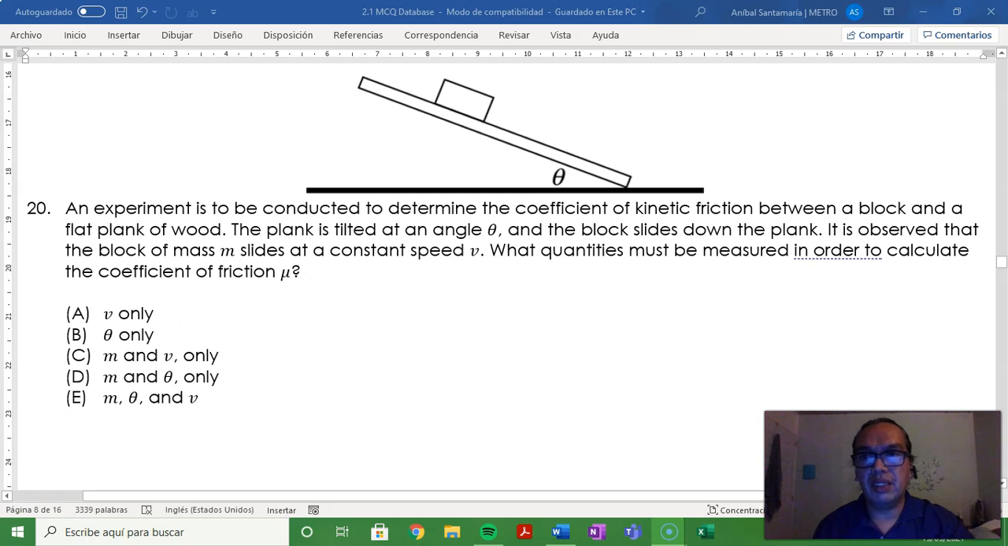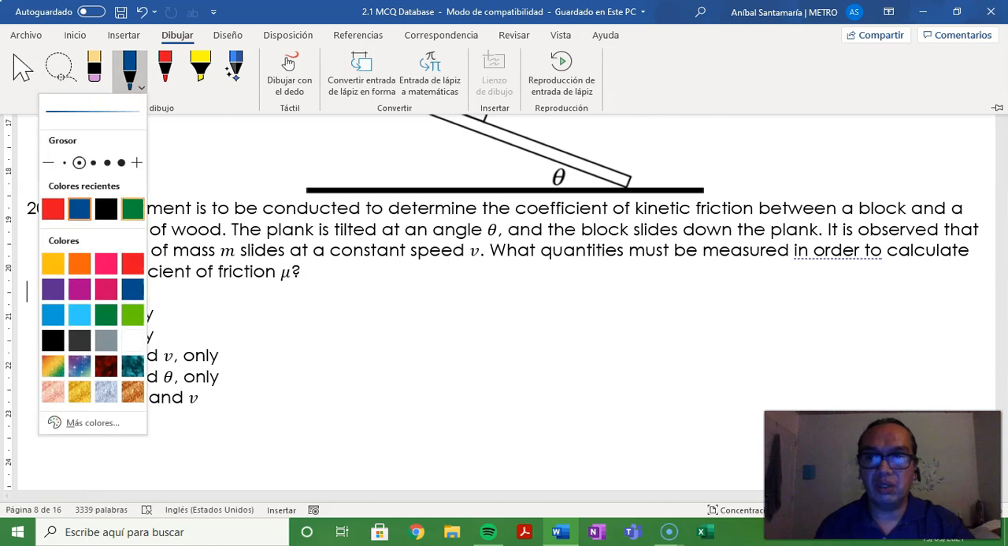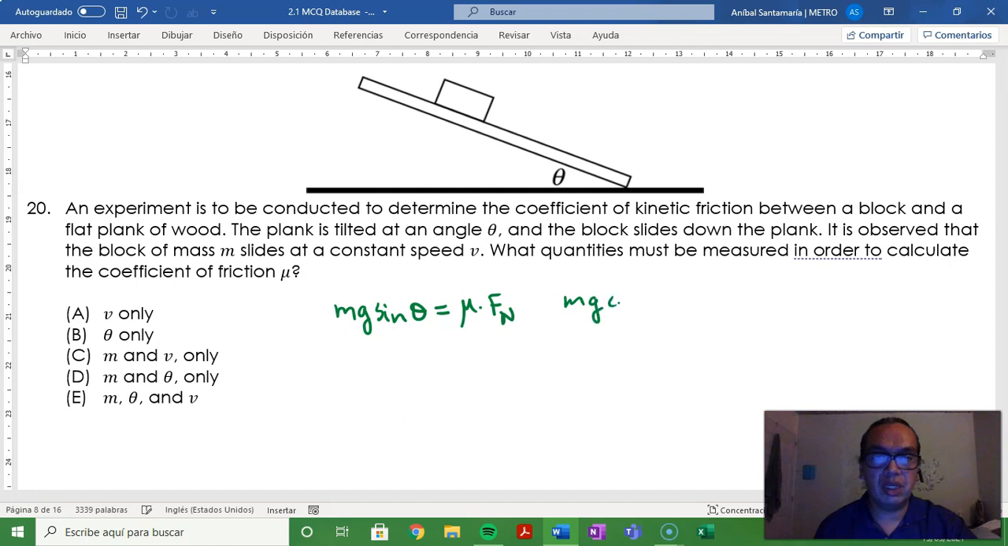Now, if you look at this from the point of view that you have equilibrium because the object is moving with constant speed, then the x component of the weight, mg sine of the angle, has to be equal to the friction force, mu times normal force. Also, the y component of the weight, mg cosine of the angle, has to be equal to the normal force itself. Therefore, mg sine of theta has to be equal to mu times mg cosine of theta.